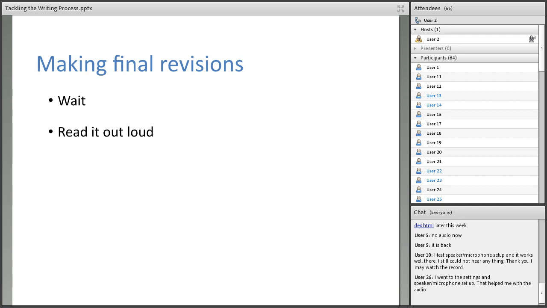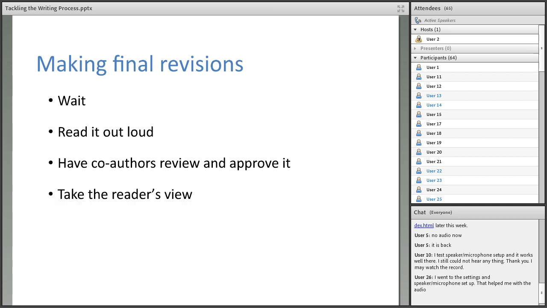One thing that we as editors often do that could prove helpful to you is to read your document out loud. It can reveal some problems that you missed because you're using more senses. Send your document to your co-authors or your co-investigators so they can review and approve it.